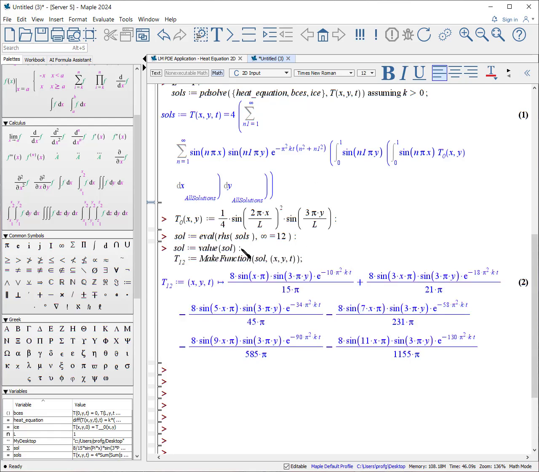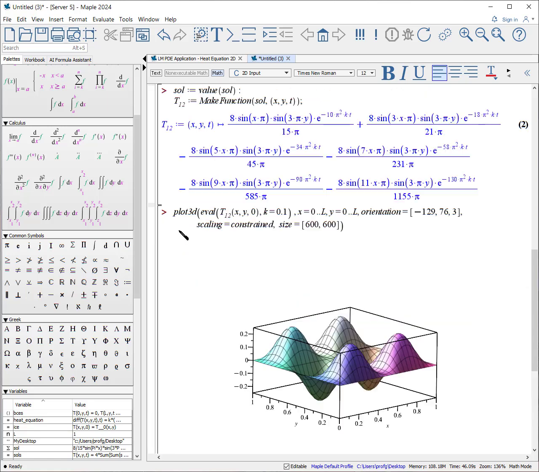At this point, we can now actually have it calculate the value of these integrals and make a function of it. And here is our solution involving n equals 12. You will notice there is no imaginary term. With this expression, we can now plot it from 0 to 1 in both directions, setting k equal to 0.1, not that it's necessary.